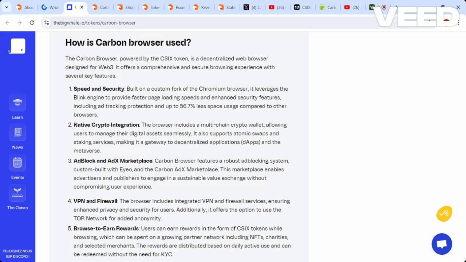And then it also does what we call ad blocking. Carbon browser features a robust ad blocking system, which means that when you're using Carbon browser, they don't show you ads like they do on Chrome. They don't show you ads like you see on other websites. So Carbon browser blocks ads from being shown to you.